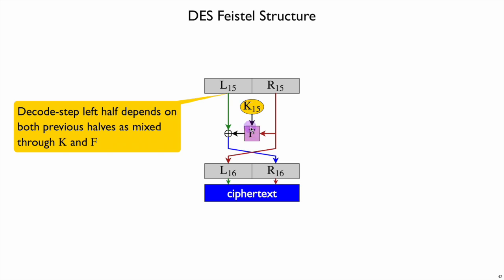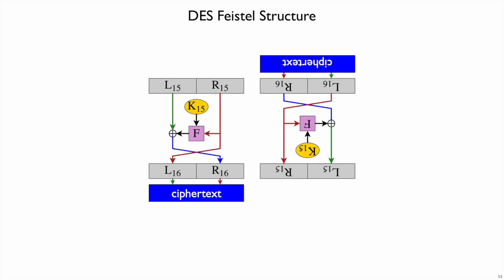We know the K15, that is an input to that function. Oh, but we also know the old left, which is the new right, which is the input here. So in fact, we can compute the result of this black arrow here, XOR it with the old right-hand side to get back to the new, for the decoding going backwards, the new left-hand side. This process of going backwards may look like it's a different calculation. It turns out, in fact, that this backwards calculation is the same as the forwards calculation.